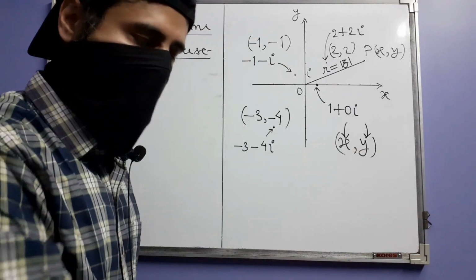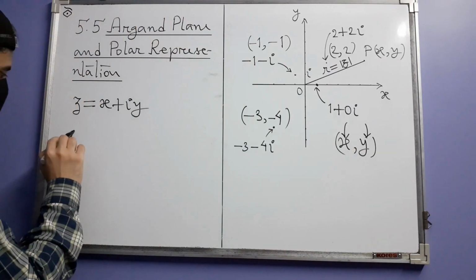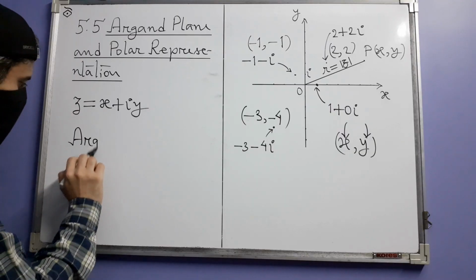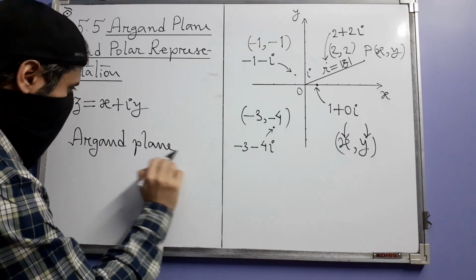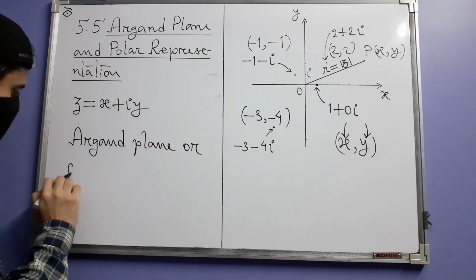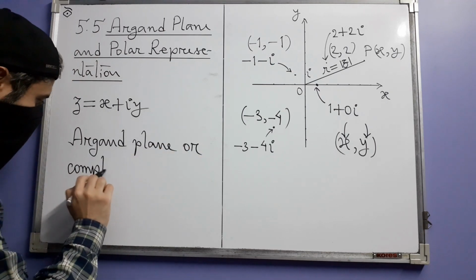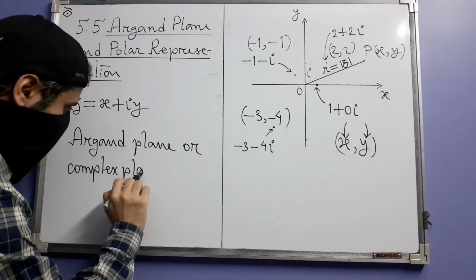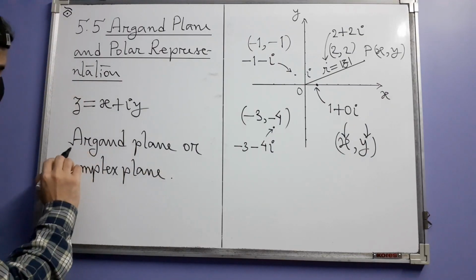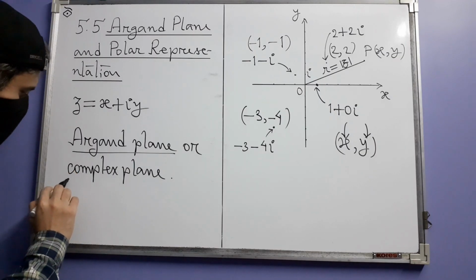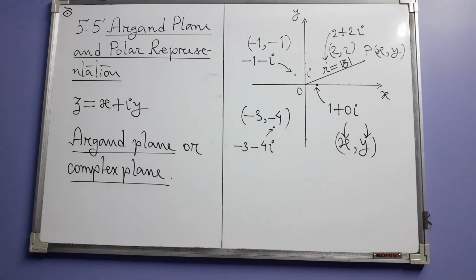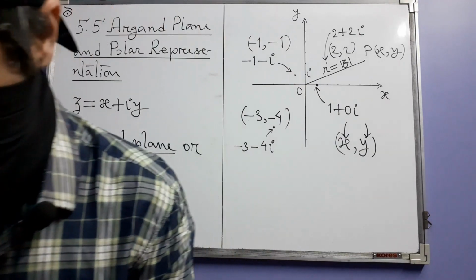And in this setup, the plane is called Argand plane or complex plane. The term Argand plane is rarely used. Mostly we call this plane the complex plane. Alright.